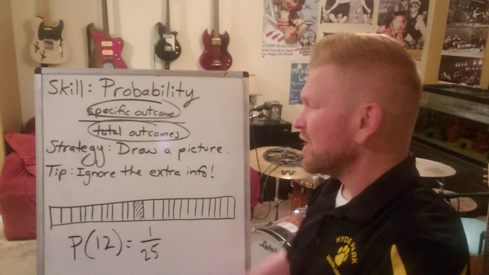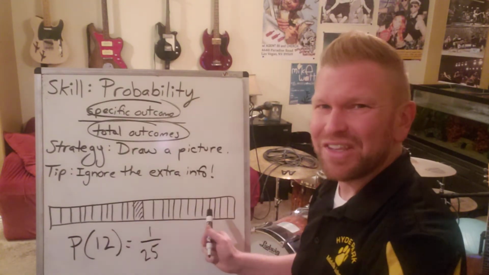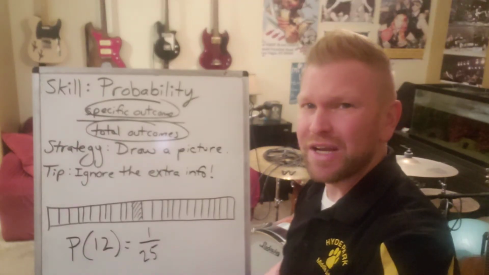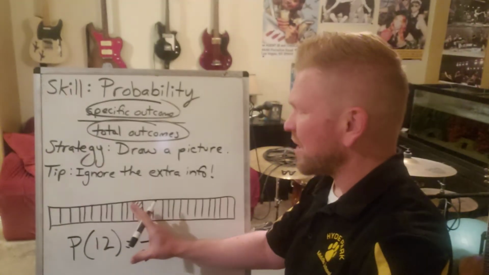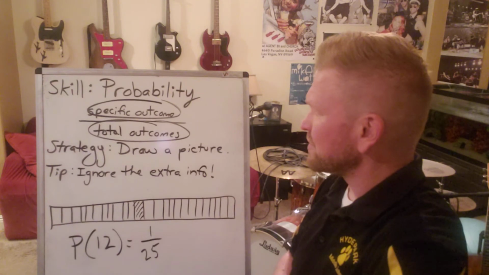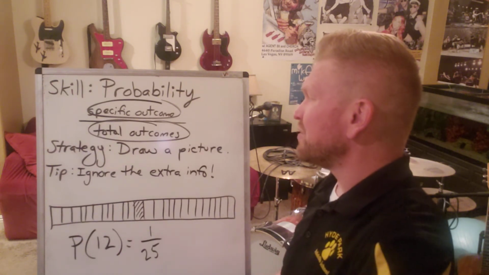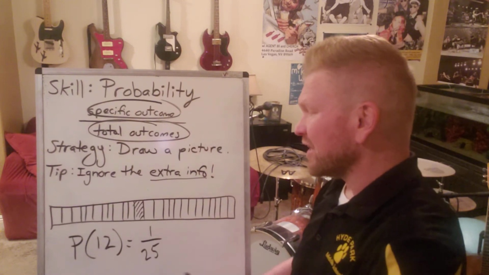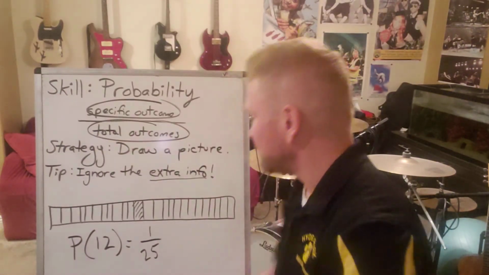So again, for me, drawing the picture, even though it's not the greatest picture in the world, it helped me just understand what the problem is representing. Helped me visualize the chapter 12 out of all the total chapters. Now, if you did want to actually look at the extra information, you could do that and you'll still end up with the same answer. Let me show you what I'm talking about.